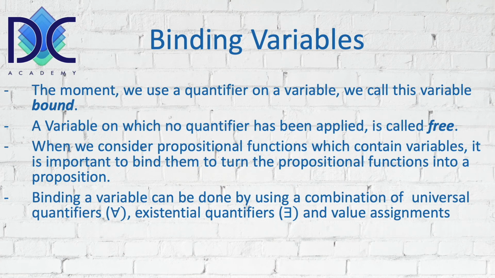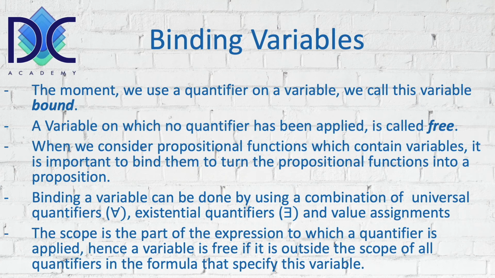Now, binding a variable can be done by using a combination of what we call the universal quantifier. We also call it for all, and its symbol is an upside down A. And we also have existential quantifiers, whose symbol is a mirrored E. And of course, we can give value assignments to the variables.